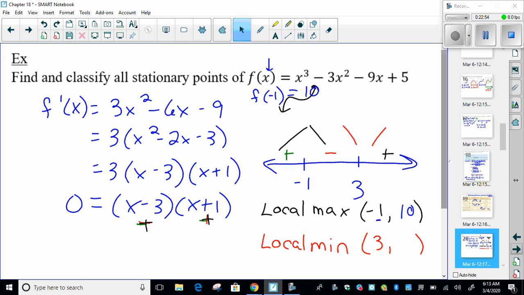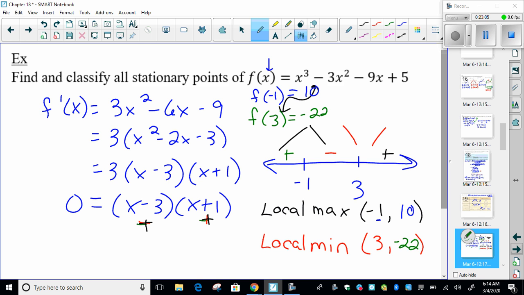And if I want that minimum value, I'm going to take that 3 and put it in there. And when I find f of 3, I get -22 out. So therefore, I know what those coordinate points are for my local min and my local max. Again, this is a cubic. You have an idea of the shape of a cubic.